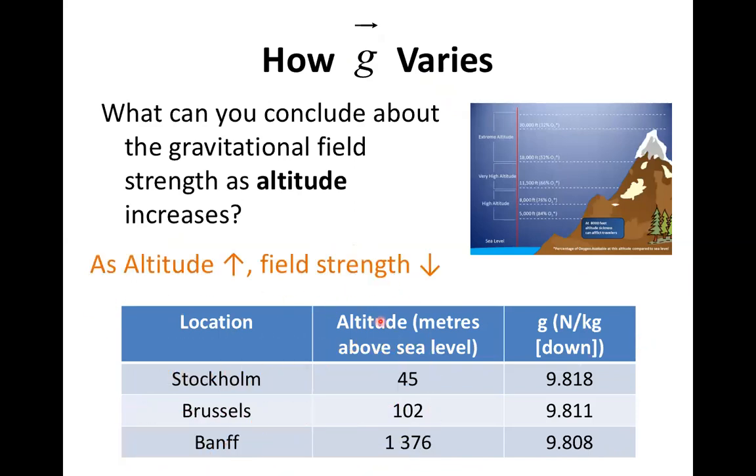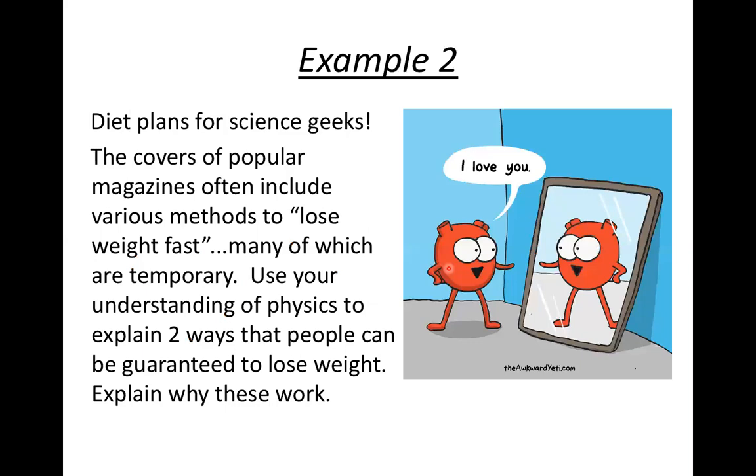When we increase altitude above sea level, so we're climbing a mountain, we're going higher up. As we increase altitude, we decrease field strength. So there's an inverse relationship between altitude and field strength. So let's do an example to demonstrate that we understand the effect of altitude and latitude, and maybe other things, on gravitational field strength.